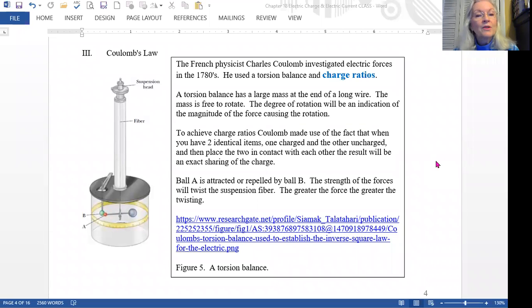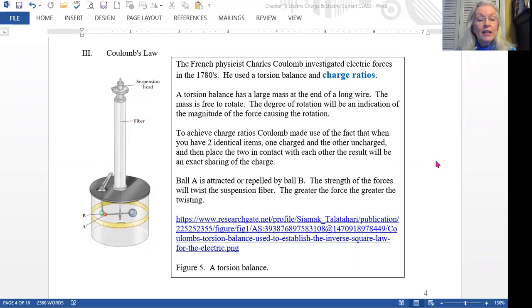Hi, we're back with the second video in chapter 18, and this one talks about Coulomb's law. So you can see we're on section 3 in chapter 18. The French physicist Charles Coulomb investigated electric forces.